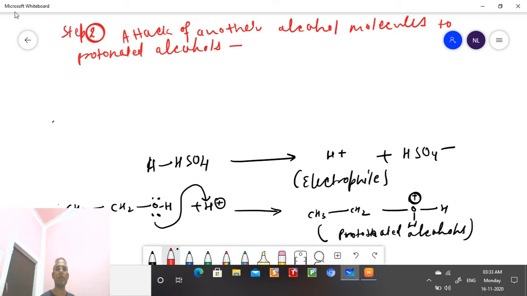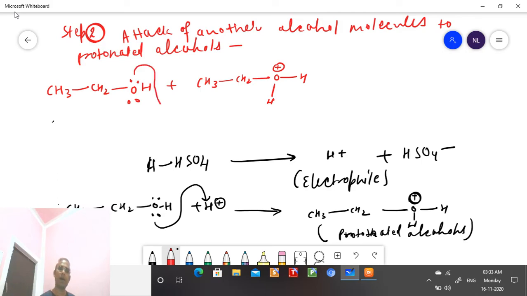So dear student, let us have a look at it. We have CH3, CH2, and here OH is there, this is the lone pair of electrons, plus CH3, CH2, and here is O, this is H, this is the lone pair, and here is the positive charge. So this will attack on this carbon, and since it is an acidic carbon, this bond will be shifting. So see, that is what is happening. So H2O is leaving.